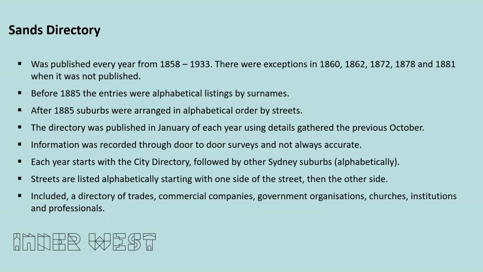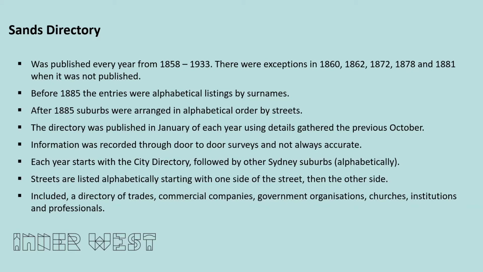Sands Directory was published every year from 1858 to 1933. There were exceptions in 1860, 1862, 1872, 1878 and 1881, when it was not published. Before 1885, the entries were an alphabetical listing by surnames. After 1885, suburbs were arranged in alphabetical order by streets. The directory was published in January of each year using details gathered the previous October. Information was recorded through door-to-door surveys and was not always accurate.